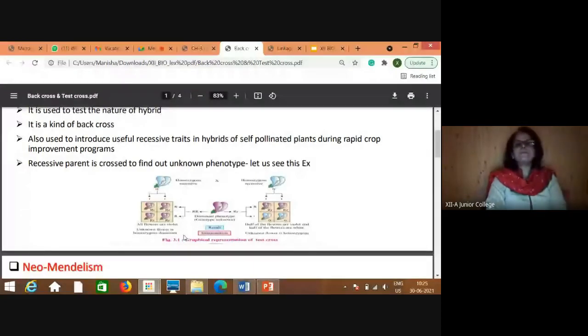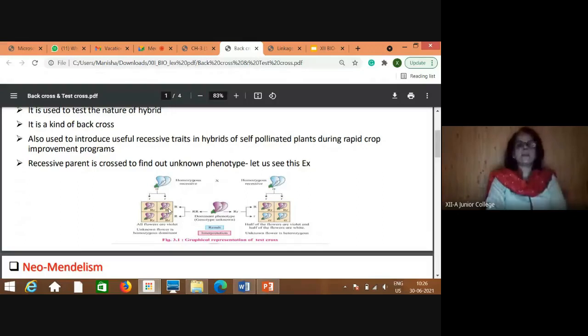That can be explained with the help of the same example of pea flower, where you can use the homozygous recessive parent. I will explain this with the help of another example of test cross in another slide. But right now I don't have this slide immediately with me. I will show you in another slide.